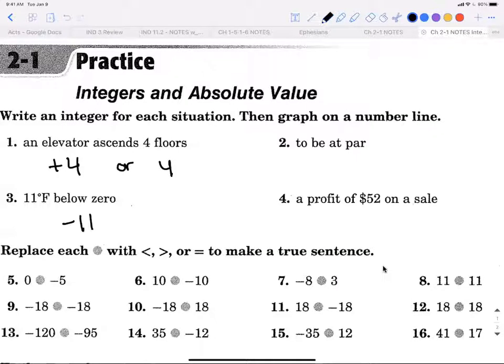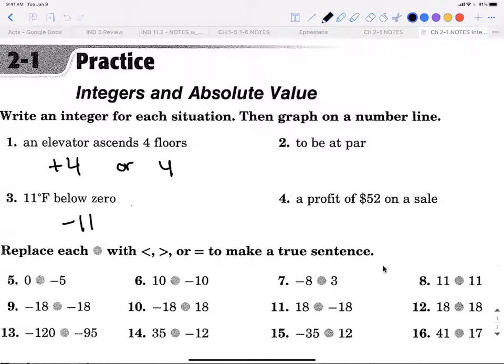I was wondering, is 0 a negative or a positive? It's neither. It's just neutral. It's not negative, it's not positive. It's its own little thing right in the middle. So it's not negative or positive. That's a good question. Yes, you had a question? You had an answer? Okay, go for it.